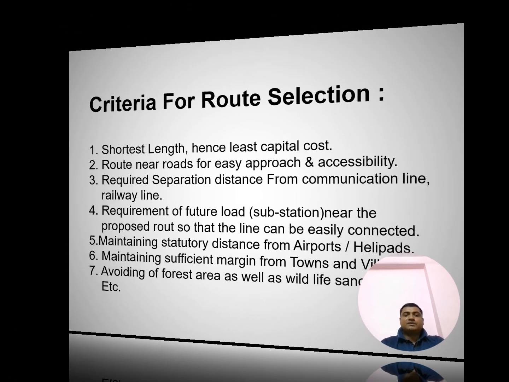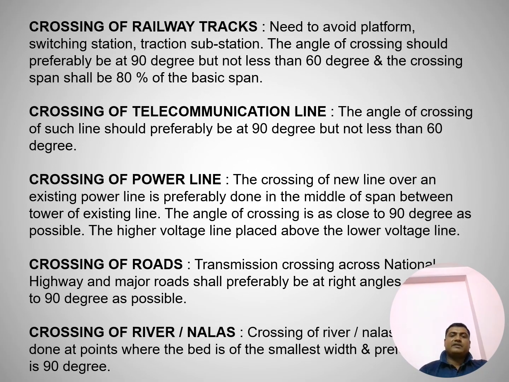Now I am coming to some criteria for crossing of different things like railway, communication line, power line, etc. For railway line crossing, we should avoid platform and traction substation. We have to cross the line at 90-degree angle. We will try to cross by 90 degree, not less than 60 degree, and the general span should be 80% of the basic span. Crossing of telecommunication line is also the same. It should be 90 degree. Communication line should also be crossed at 90 degree, not less than 60 degree.